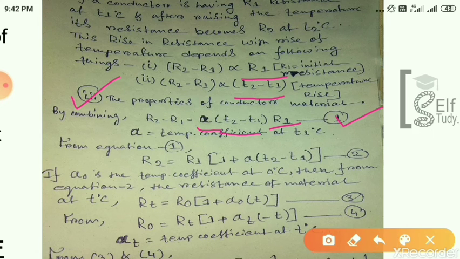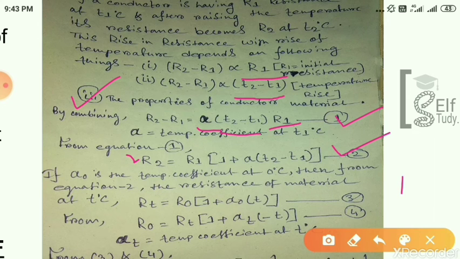The product of the temperature coefficient at T1 degree centigrade, the temperature change, and the initial resistance is equal to the change of resistance. Now from equation 1 we can get equation number 2, which is R2 equal to R1 times (1 plus alpha, the temperature coefficient at T1 degree centigrade, into the change of temperature). That is equation number 2.